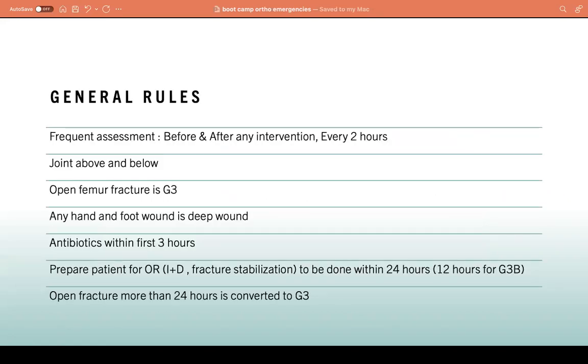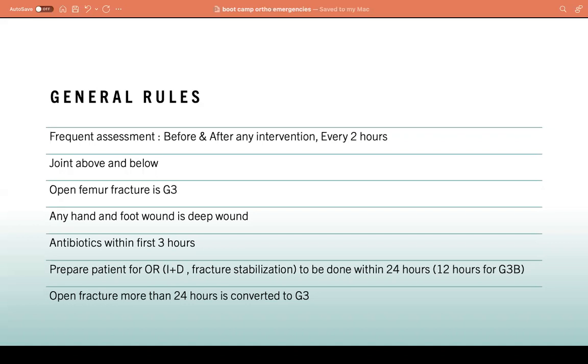General rules in orthopedics and in open fractures: you need to do frequent assessment. You need to assess before and after any intervention you do, and you might do it every 2 hours. You assess for compartment syndrome, you assess for the vascularity as well. Definitely you need to examine and have an X-ray of the joint above and joint below.